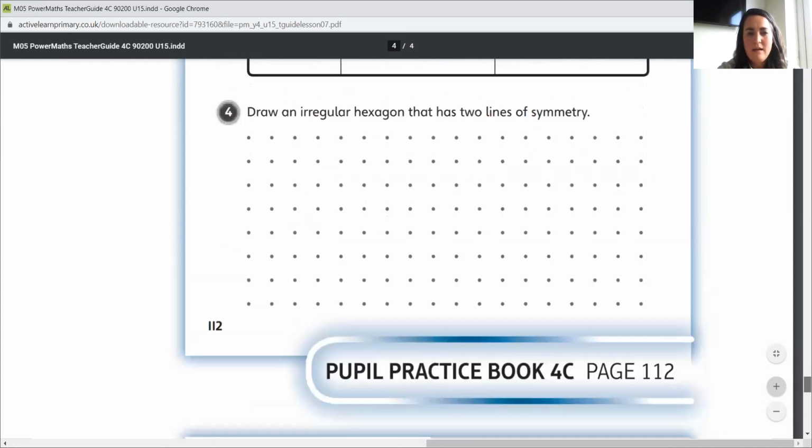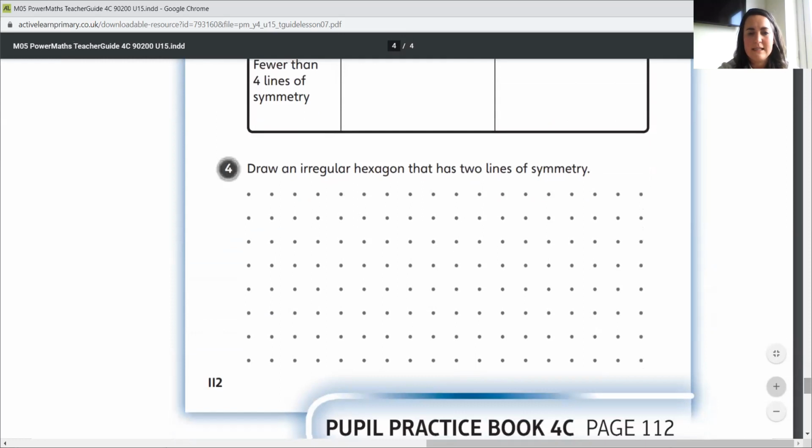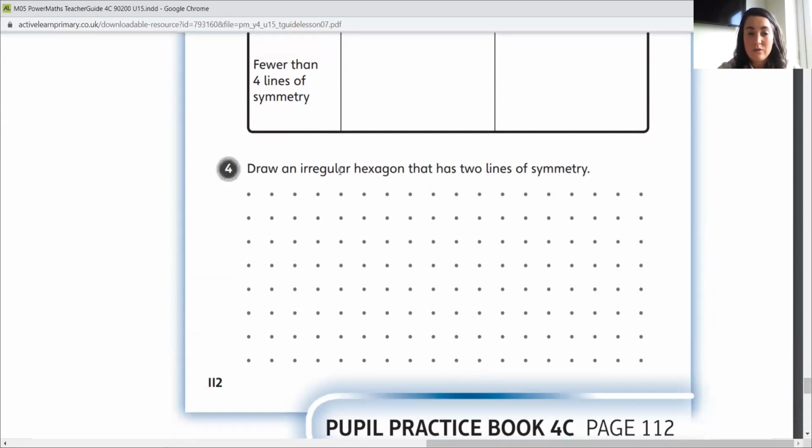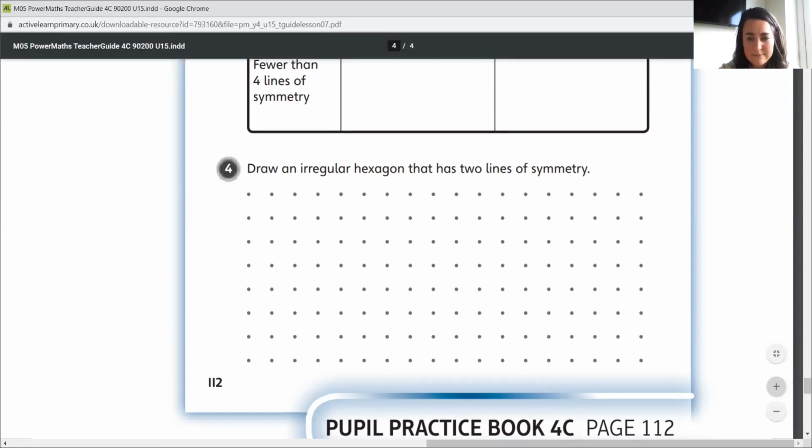And then draw an irregular hexagon that has 2 lines of symmetry. So now you've got to think really carefully. Firstly, it needs to be irregular, which means either the sides or the angles need to be different. Okay, and it has to be a hexagon, which means it has to have 6 sides and 6 angles, and it has 2 lines of symmetry. Okay, so you're going to have a real good go at this.